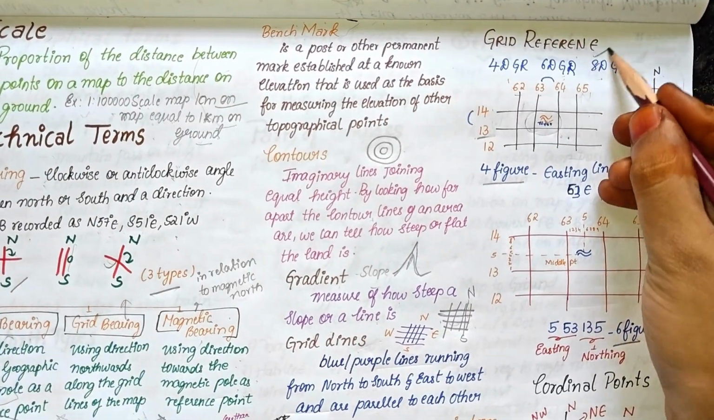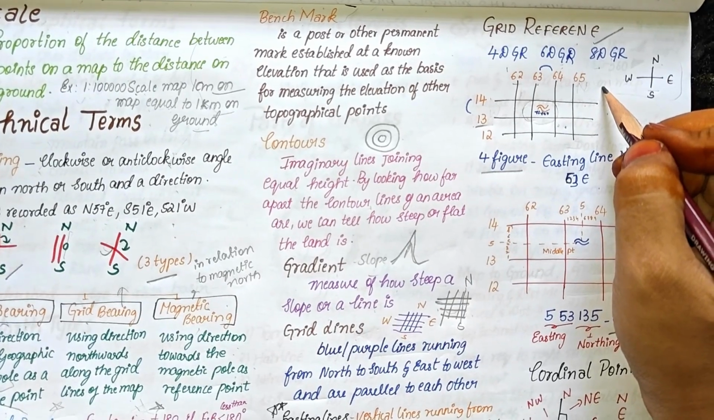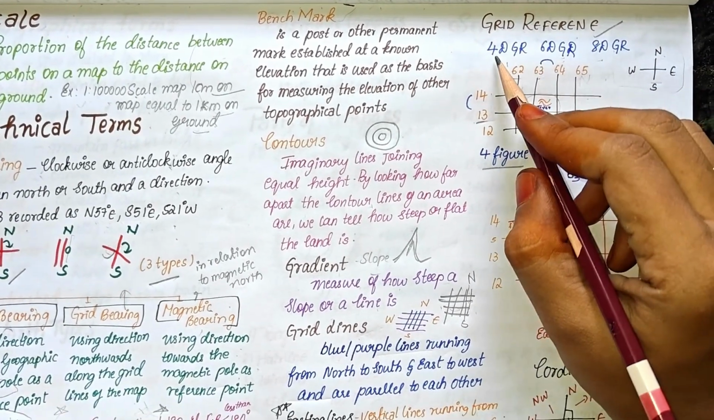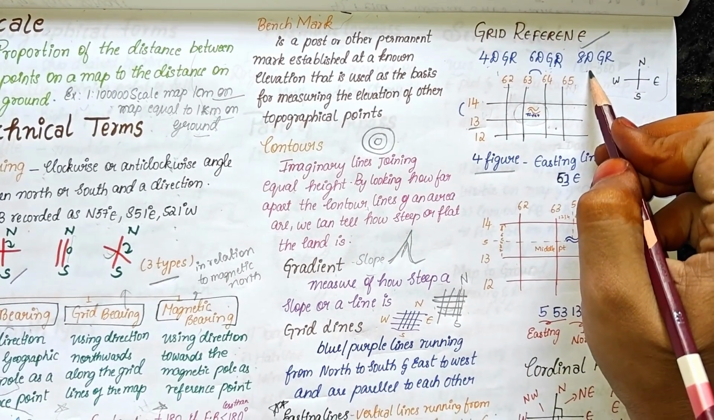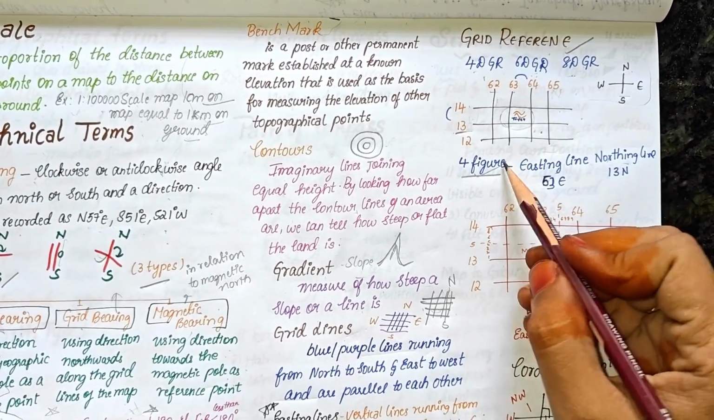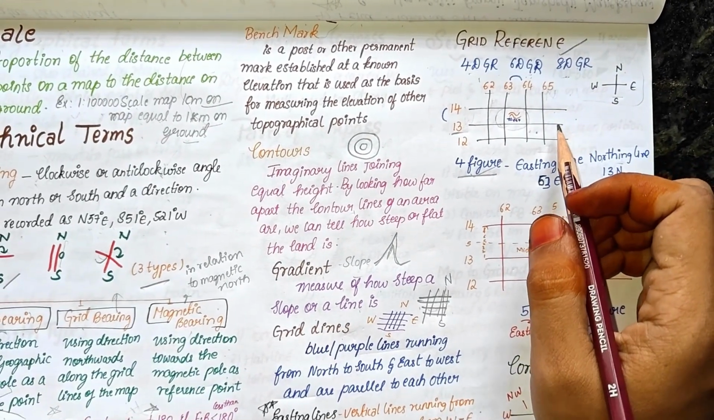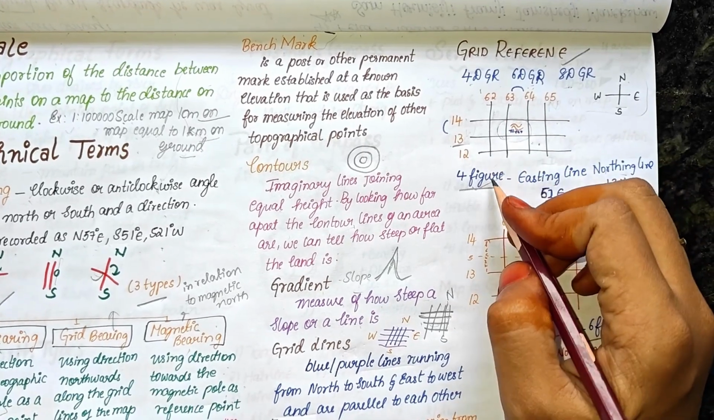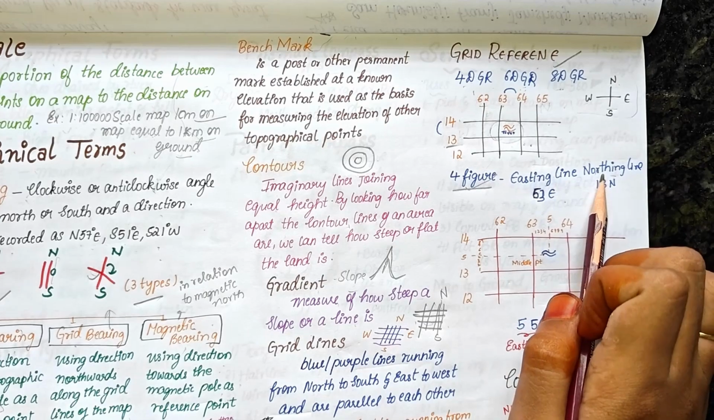Grid reference is a very important topic where one question will definitely be asked in the exam. So grid reference will be of three types: 4D grid reference, 6D grid reference, and 8D grid reference. Now how to calculate a six figure and how to calculate a four figure, I'll let you know. Calculating a four figure is easy. You have to know what an easting line and a northing line are.